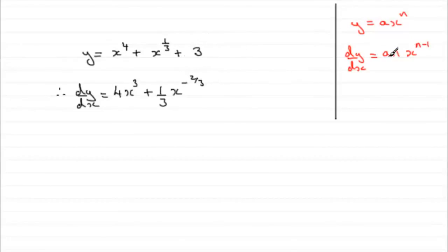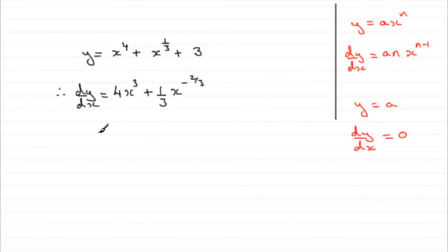When it comes to constants, remember that this is just a special case of this where n is to the power 0. So when it comes to constants like a, dy by dx turns out to be 0. So differentiating the 3 with respect to x, well, that just is 0, so no need to put it on the end. And that's essentially the answer.